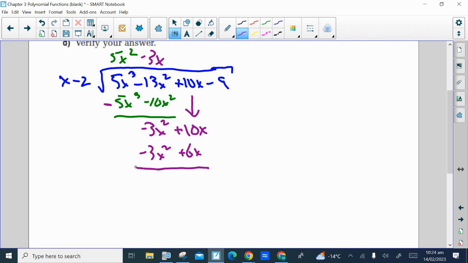And then we subtract. Negative 3x squared minus negative 3x squared. The minus becomes a plus positive. So it's negative 3x squared plus 3x squared. They cancel. But we're also going to subtract the 10x minus the 6x, which will be positive 4x. And now we'll bring down the last term, the negative 9.